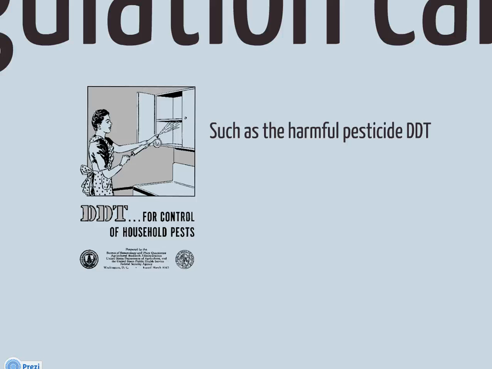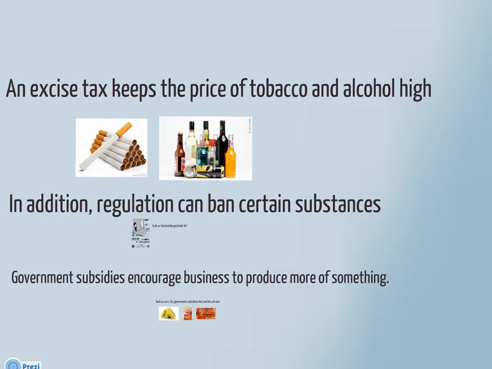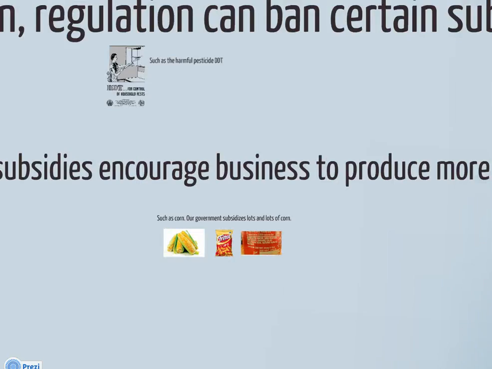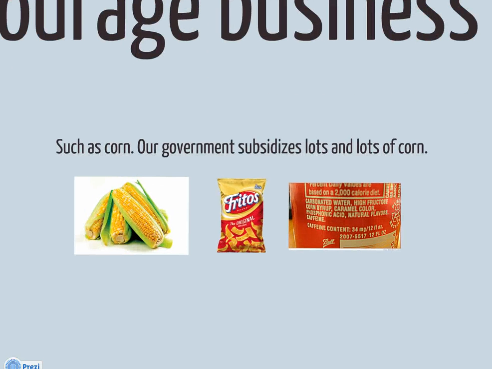An example of this is the pesticide DDT, which there is no supply of in the United States because the government banned it. And then we have government subsidies, which is the government giving money to businesses to encourage them to produce more of something. And so we have a lot of subsidies in agriculture, we have subsidies in the oil industry, in the renewable energy industry. One thing that the government subsidizes is corn. The government subsidizes so much corn that we invented new things to make out of it because there's so much of it around.